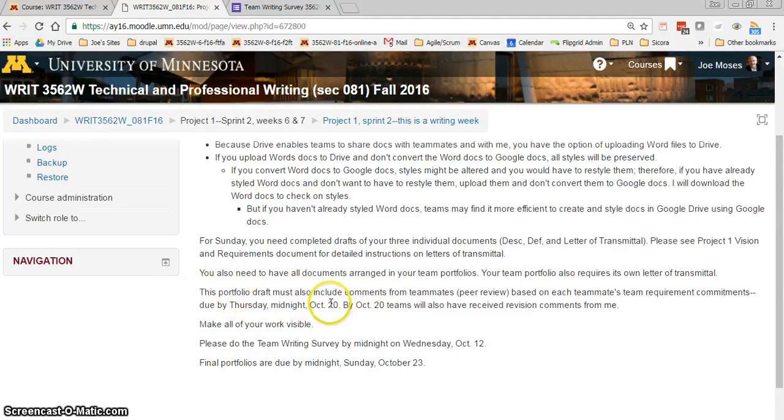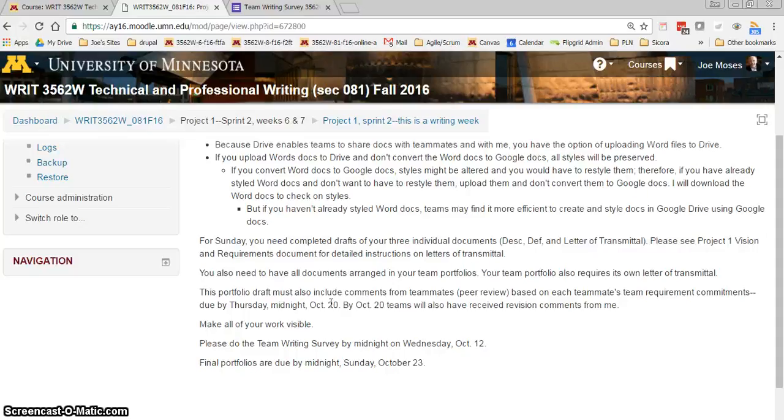By Thursday, October 20th, the files in your portfolio draft collection also have to be annotated with your requirements commitments. The requirements commitments are your focus for peer review. So if someone is focusing on paragraph development, all of your notes will reflect your thinking about paragraph development and those requirements. And so you want to comment on your teammates' work as it regards your specific requirement commitments.